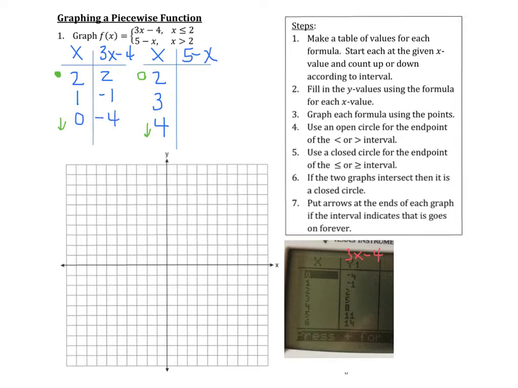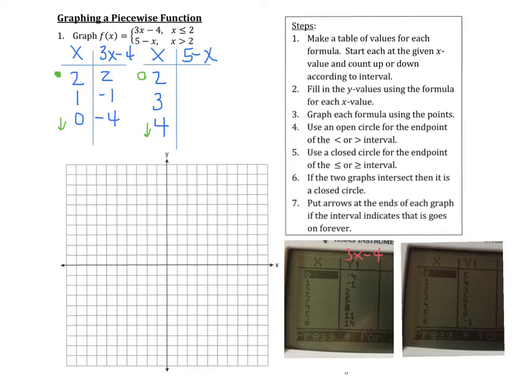Now I'm going to do the same thing for y equals 5 minus x. I'm going to go to my y equals, clear out the 3x minus 4, and put in the 5 minus x. I'd ask that you do the same thing right now. Get a table of values for that one, and then copy down the values specifically that we want for 2, 3, and 4.